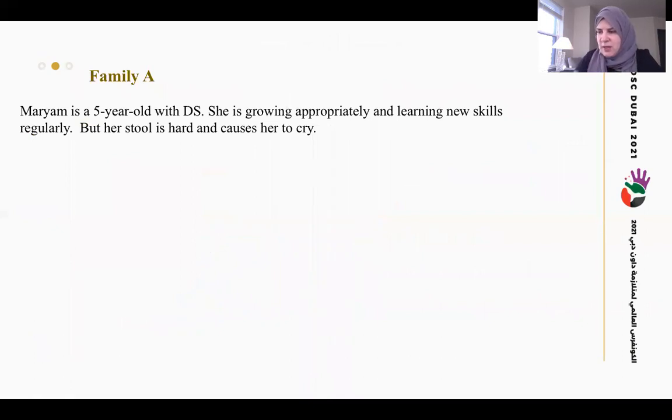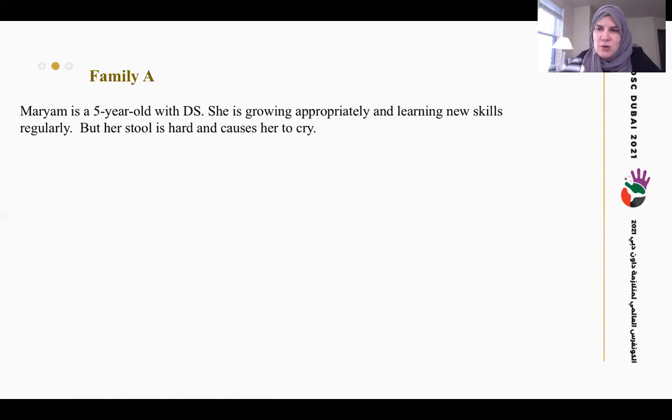Now, I'm going to give some examples, and I'm starting with family A, and I called her Mariam. This is not her real name. But this is a 5-year-old girl with Down syndrome who is growing appropriately and learning new skills. But her stool was hard, and it was causing her to cry. So every time she goes to the bathroom to defecate, she has pain and she cries. And so she starts to avoid going to the bathroom. The more she avoids going to the bathroom, the more the stool becomes hard. And finally, when it does come out, it causes pain and a little bit of bleeding.